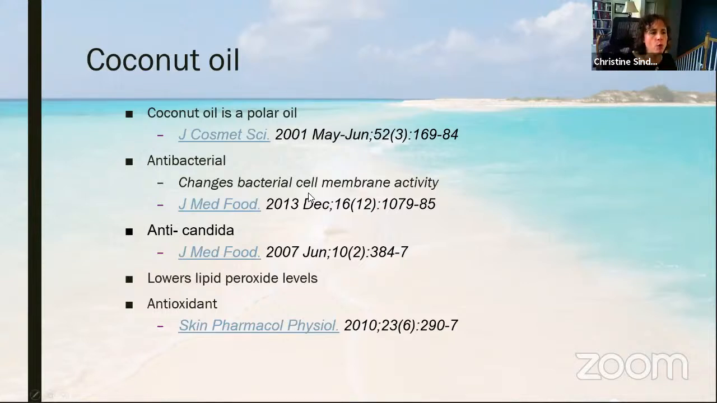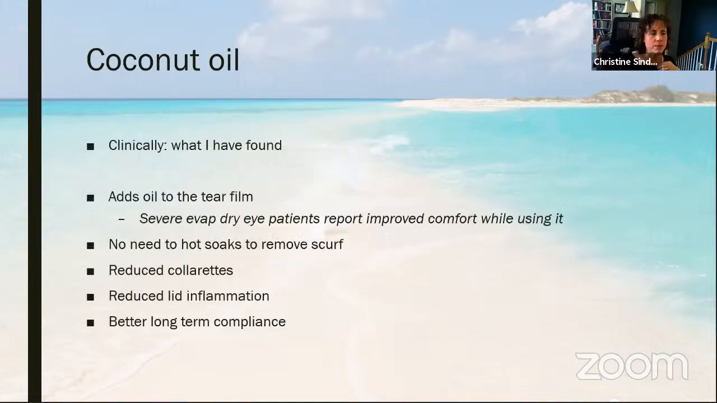Coconut oil is a polar oil. Inherently, many of these oils are actually antibacterial and antifungal. So the oil itself has some properties to help reduce the bioburden on the skin, and it tends to be an antioxidant and lowers the lipid peroxide levels on the eye. Peroxides are what's excreted to damage the skin and things like that. So we want to lower those levels, and it's just calming to the skin.